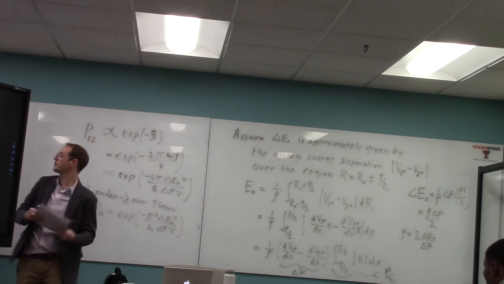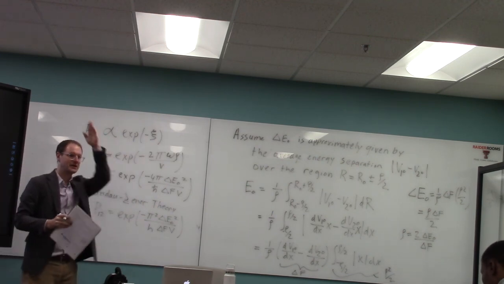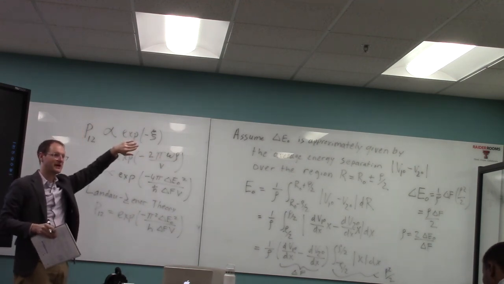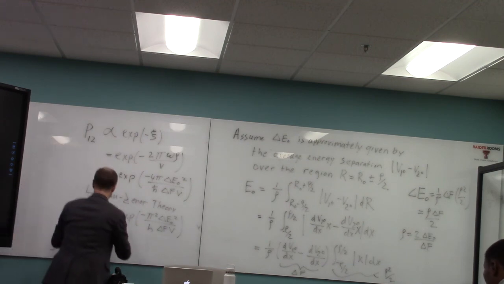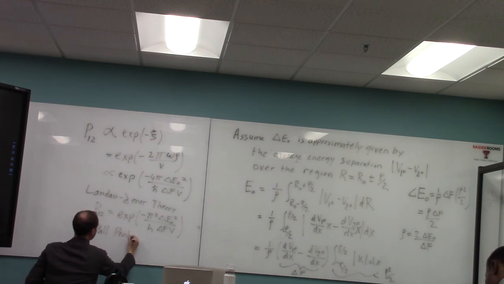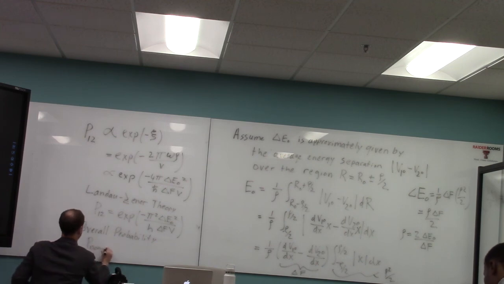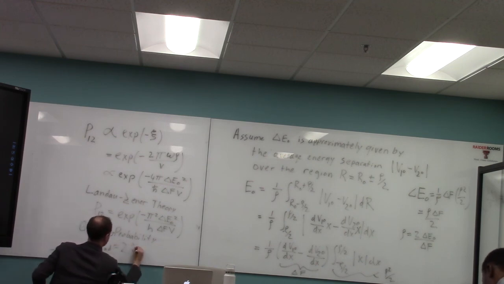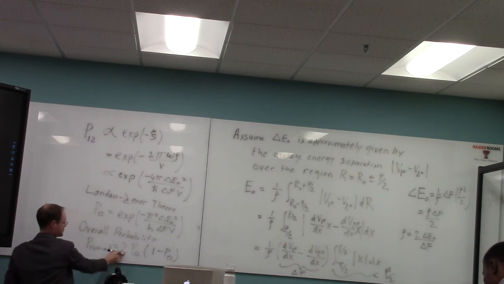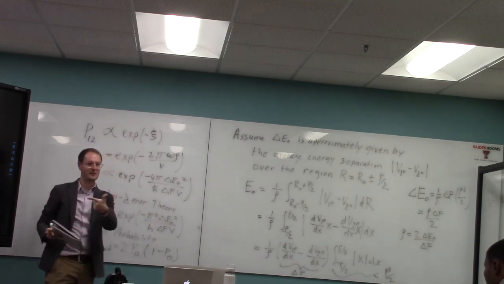If you have a trajectory where you cross 2 times, like the one I showed, one crossing, second crossing, one of them has to be adiabatic, one of them has to be diabatic. So the overall probability of a non-adiabatic transition is the probability of making a hop the first time times the probability of not making a hop the second time, times 2, because there's 2 ways you can do it. You can either hop, not hop, or you can not hop, hop.